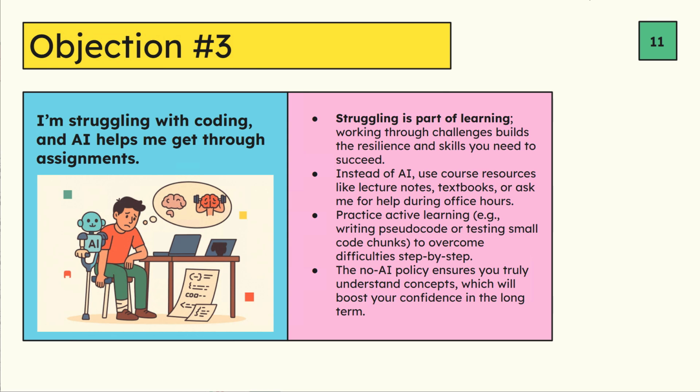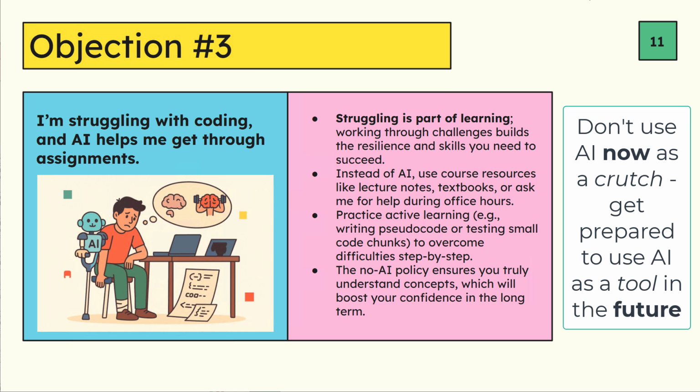So another one is, I'm struggling with coding and AI helps me get through assignments. Well, struggling is part of learning. So the fact that you're struggling is not a bad thing at all. You should embrace the struggle. If you don't want to struggle at all, you could just use AI to do all your assignments. You'd probably make a good grade and you'll have a worthless degree when you're done because you won't actually have any skills other than I'm going to use AI to do the work. Working through the challenges builds resilience and it builds skills that you need in your career. So again, don't use AI, use the course materials, work with the instructor, practice active learning.